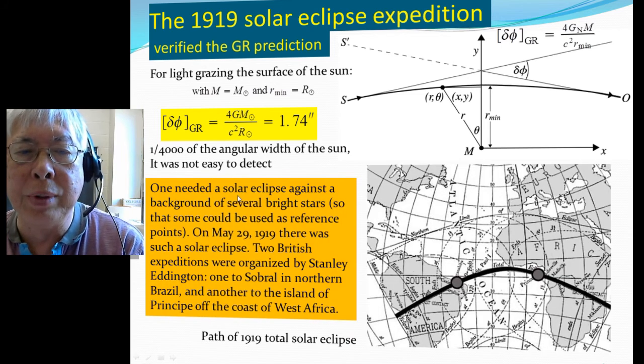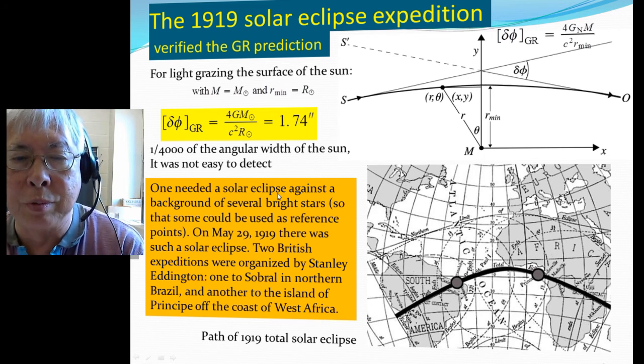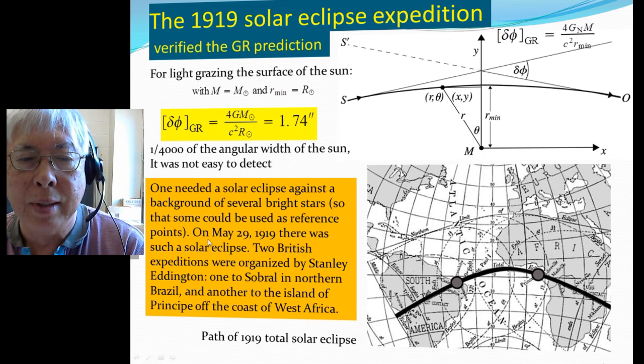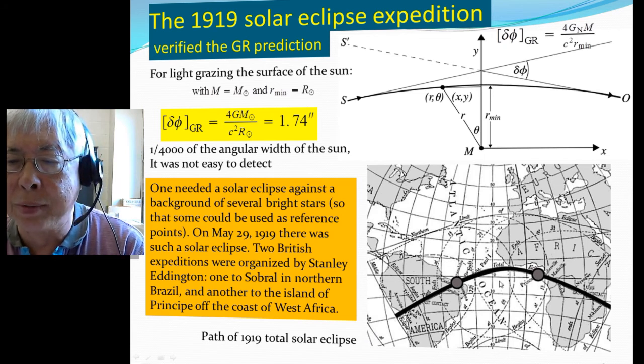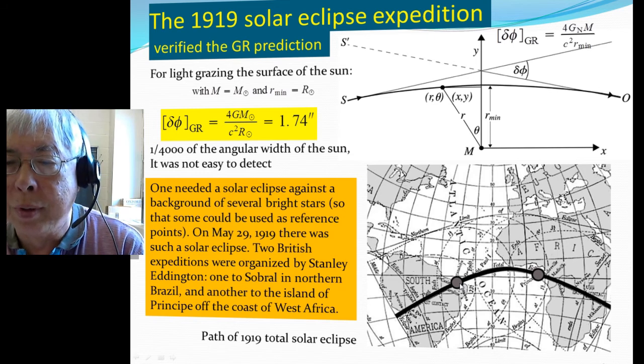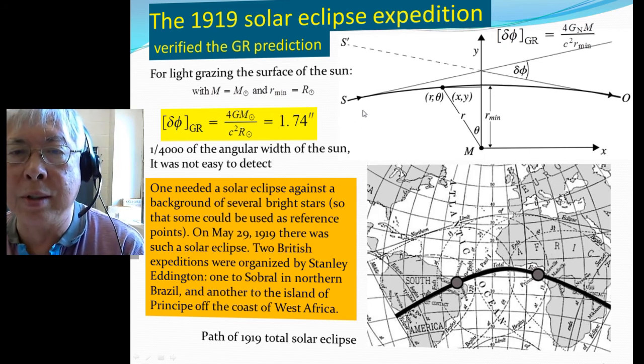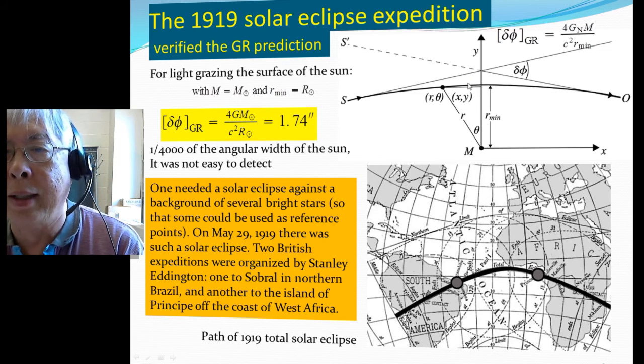So we need a solar eclipse to block the light of the sun against a background of several bright stars, so that some can be used as reference points. On May 29, 1919, such a solar eclipse was predicted. Two British expeditions were organized by Eddington, one to Sobral in North Brazil and another to the island of Principe off the coast of West Africa. Here is the path of the 1919 solar eclipse, and the Brazil and West Africa locations are marked here. Two expeditions were sent here to observe how much the starlight would be deflected by the sun. It will appear shifted by this angle.